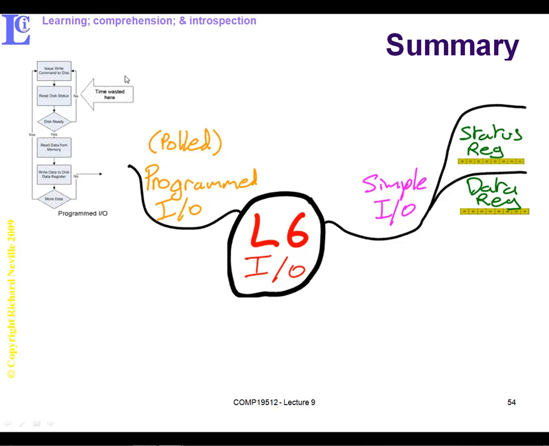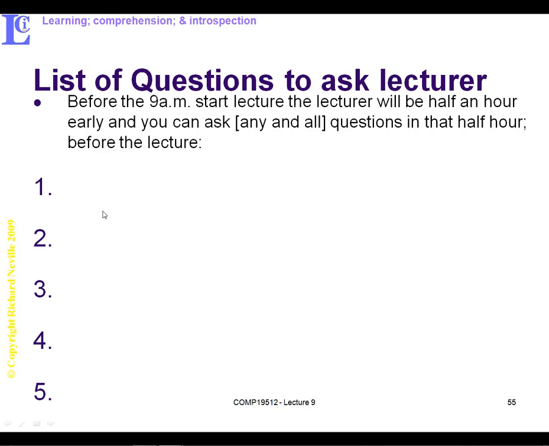One of the ways of doing it was programmed I/O, where we had to read the status register, check if a key's been pressed, and then read the data register. If not, we stay and check the status register. And then the other one, we'll talk about that another time.